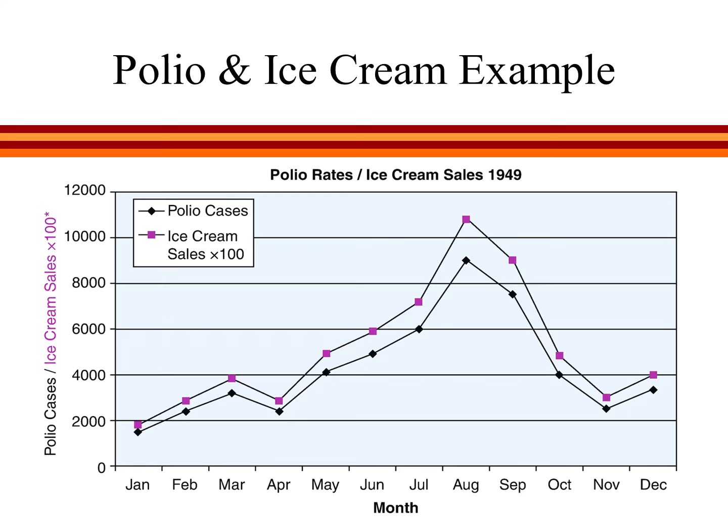It turns out not, because there was a third factor at play here, the outside weather. In the summer, it turns out that the warmer weather promoted transmission of the polio virus. And in the summer, guess what? People eat more ice cream too. So it wasn't that ice cream caused polio, or even that polio caused people to eat more ice cream, rather both were caused by a third variable, the weather.